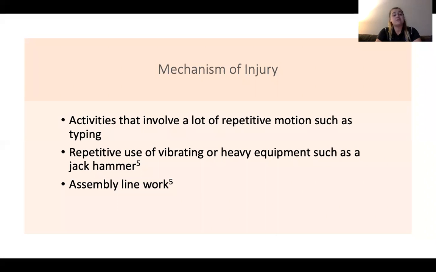So mechanism of injury for carpal tunnel, maybe not as exciting as some of the other injuries, but activities that involve a lot of repetitive motions, such as typing, repetitive use of vibrating or heavy equipment, such as a jackhammer, and then assembly line work, all major factors in contributing to carpal tunnel.